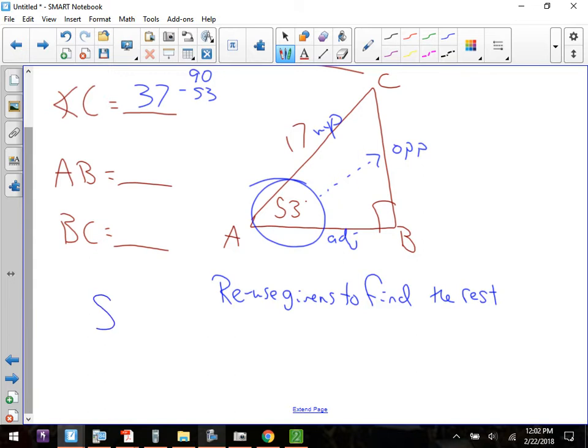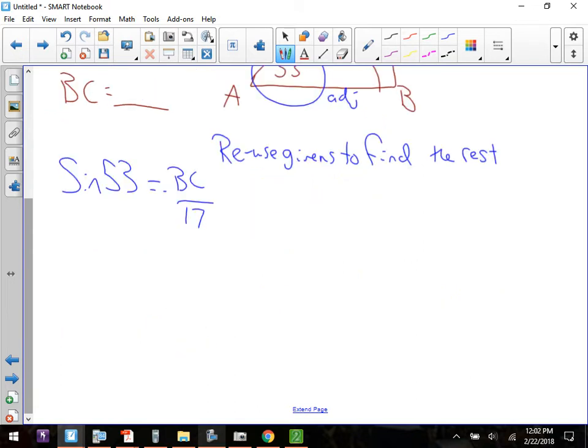I know that the sine of 53 is going to equal my opposite, which is BC over 17. I know that the cosine of 53 is going to equal my adjacent over 17. And instead of using x's and y's and things, I'm actually just putting in what segment I'm looking for. That way I can go back and label it. It's the only difference in what we've been doing, guys. We're just doing two trig functions instead of one. Okay.